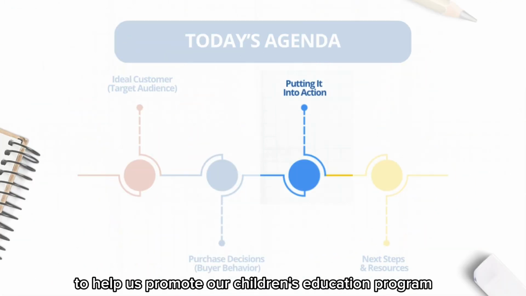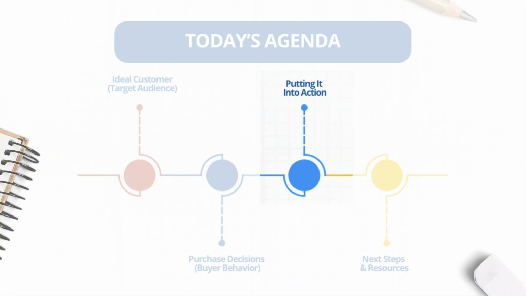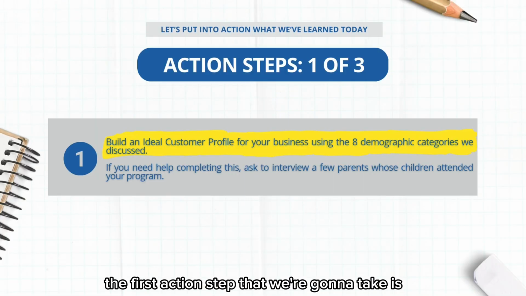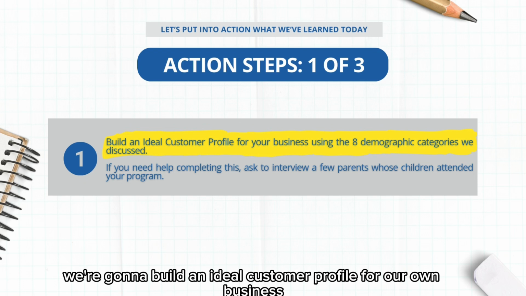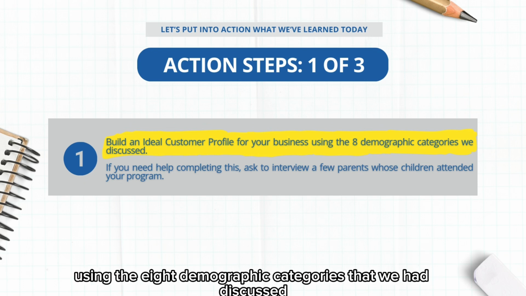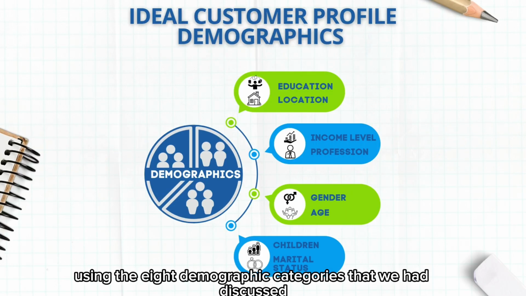Next, we're going to talk about how we're going to put what we've learned today into action to help us promote our children's education program. The first action step that we're going to take is we're going to build an ideal customer profile for our own business using the 8 demographic categories that we had discussed.